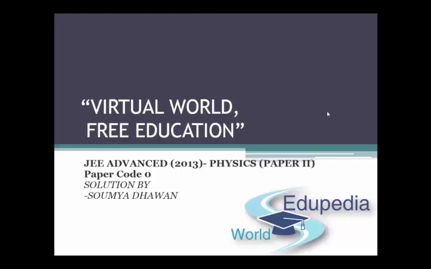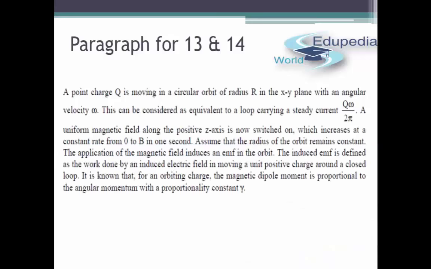In this video, we'll be discussing solutions to problems in the second paper of the 2013 JEE Physics Advanced Question Paper. I'll be working with code 0, but in any other codes the question will be the same, just the order will be shuffled, so you can figure that out for yourself. Let's look at 13 and 14.